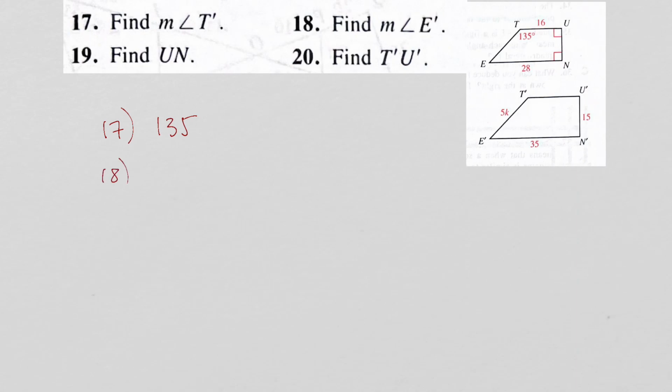Number 18, well, this is a trapezoid, so these 2 are supplemental. So if this is 35, then this is 45. So this is also 45.